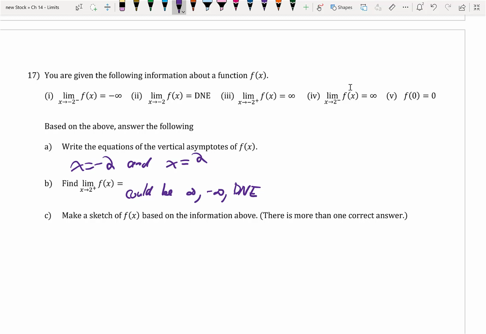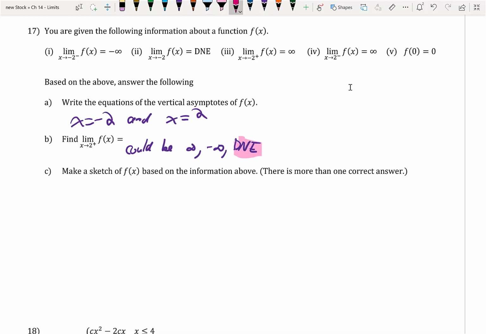Does not exist. Oh, it wouldn't be does not exist. It could be, because if there's no graph there, that's an option, just to not sketch anything. Yeah, from the left it's positive infinity. So just to be difficult, I'll pick that one in my sketch, because the next one is to make a sketch. There's more than one correct answer. So we're going to draw just a graph of what this could look like.